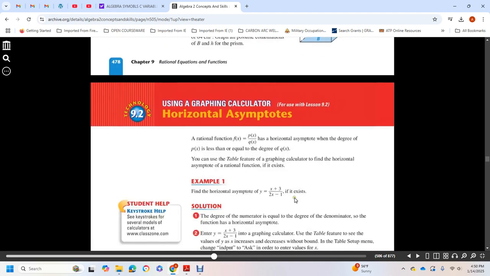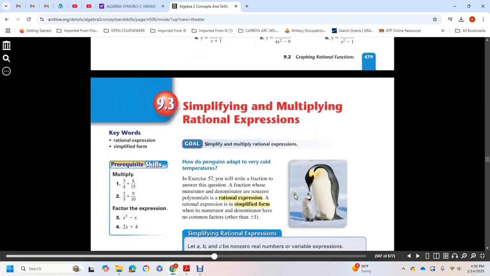Continuing on. 9.3, simplifying and multiplying rational expressions. In the example of exercise 35, we will write the function. A rational expression is a fraction whose numerator and denominator are non-zero polynomials. It is in simplified form when the numerator and denominator have no common factors other than plus or minus 1.